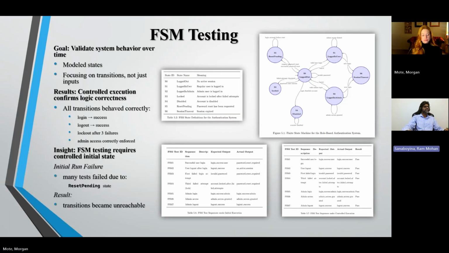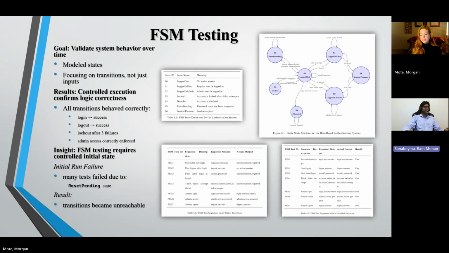Under controlled conditions, all FSM transitions behaved as expected. Successful login and logout operations worked correctly. Repeated failed attempts resulted in account lockout, and administrative access was properly enforced. These results confirm that the system's transition logic is implemented correctly.